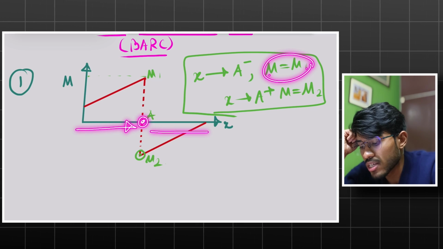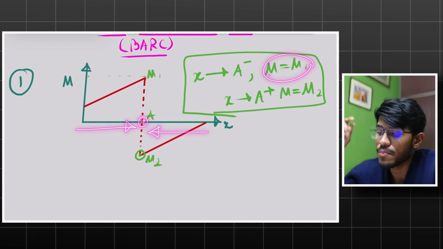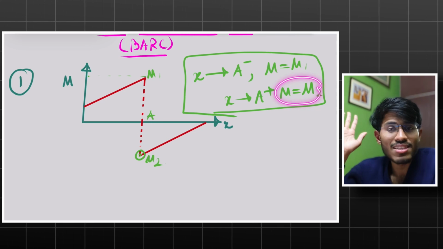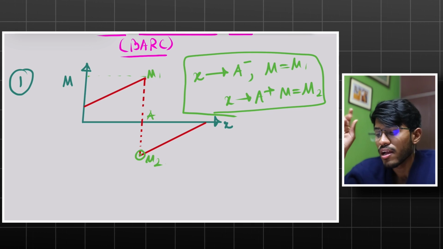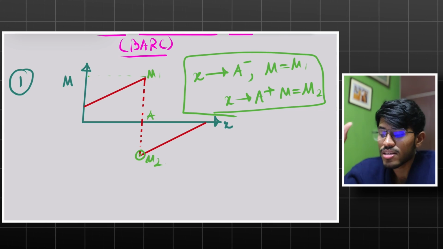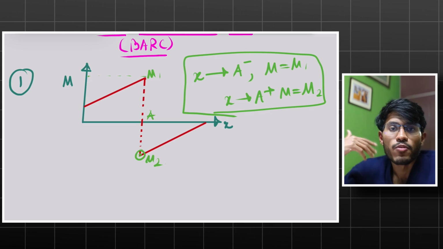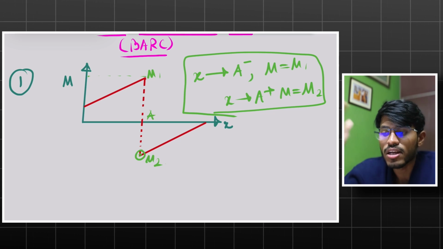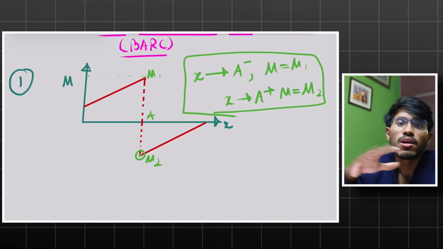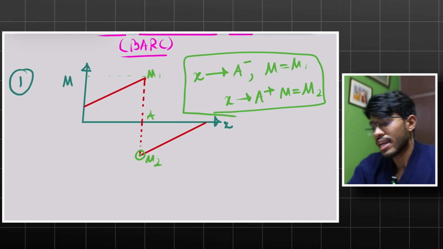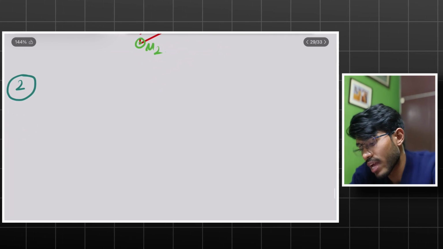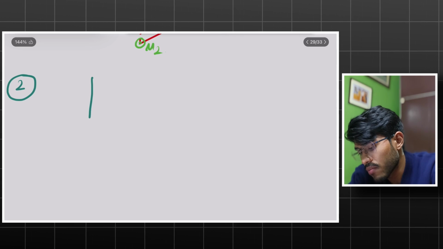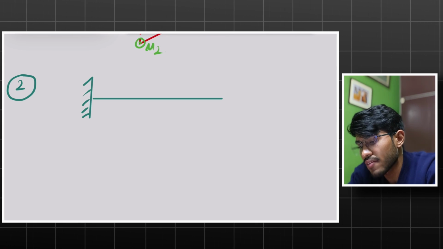And when I am approaching the point from this direction, I am getting M is equal to M2. So these are just some examples showing where the interviewers can make you uncomfortable. Okay. Next question.